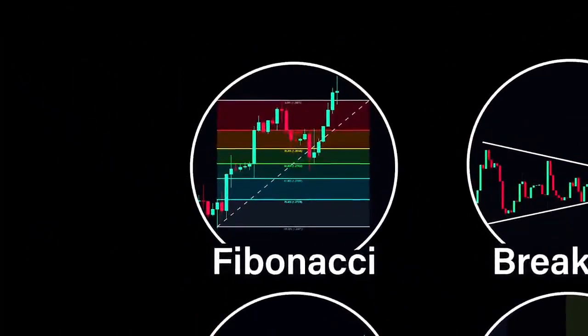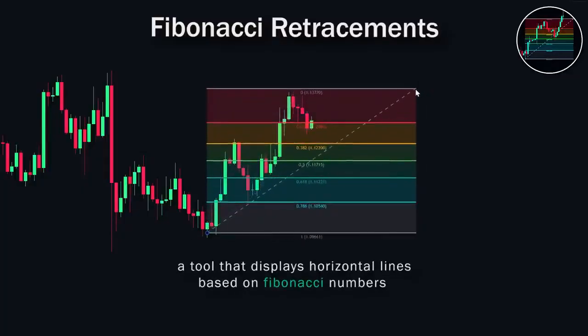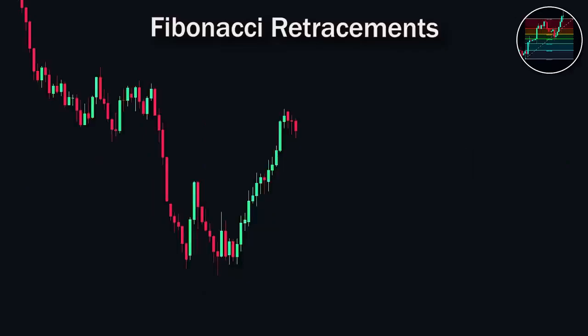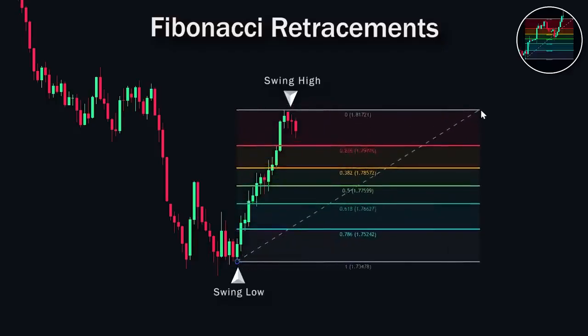Fibonacci Retracements. It is a tool that displays horizontal lines based on the Fibonacci numbers. These lines can then be used as key support and resistance levels. To use the Fibonacci Retracement tool, you first start by identifying a swing low and a swing high on a chart. Then, drag the tool from the swing low to the swing high.